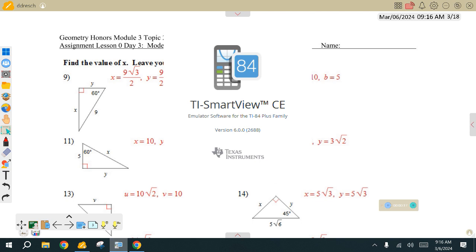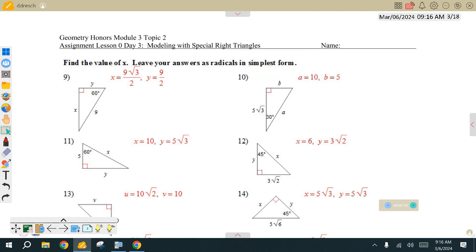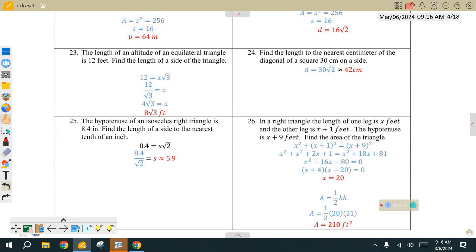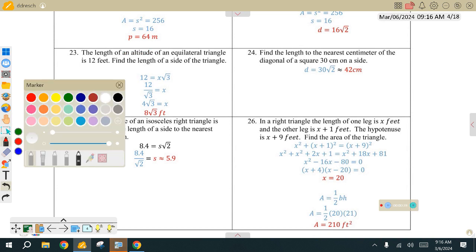All right, 23. Give me a second as that calculator's warming up for today. 23 is, I assume, on the next side. All right, 23. Oh, okay. 23, I like 23 a lot.